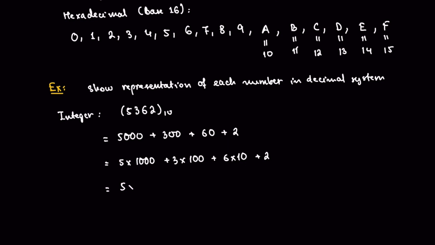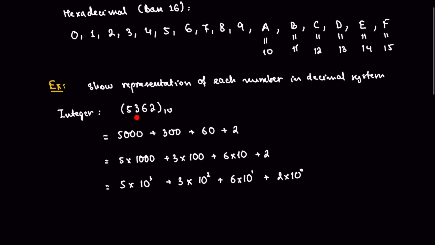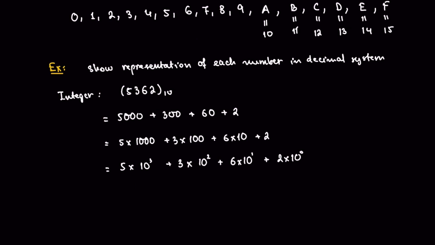So this is 5 times 10 to the third power, plus 3 times 10 squared, plus 6 times 10 to the first power, plus 2 times 10 to the 0. We just expanded this number 5,362 in base 10 in terms of 5 times 10 to the third power plus 3 times 10 to the second plus 6 times 10 to the first plus 2 times 10 to the 0. Now that is for the integers.